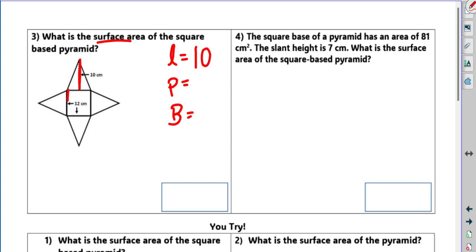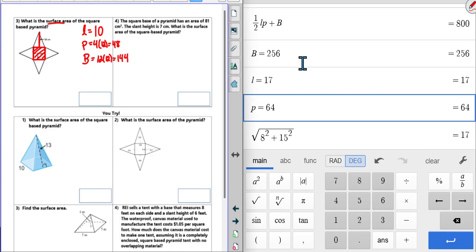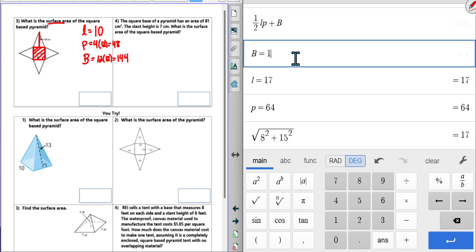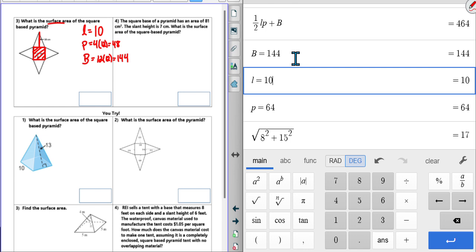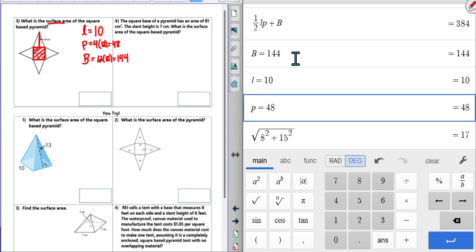P is the perimeter of the base, adding up 1, 2, 3, 4. 4 times 12 is 48. And B is the area of the base. That's length times width, or 12 times 12, which is 144. So I'm going to substitute each of those in now. 144 for my base, 10 for slant height, 48 for the perimeter. So that has a surface area of 384, I think it's centimeters squared.